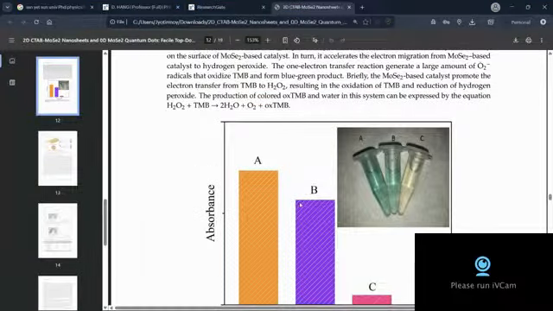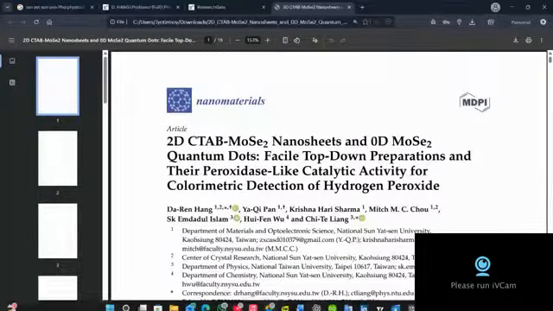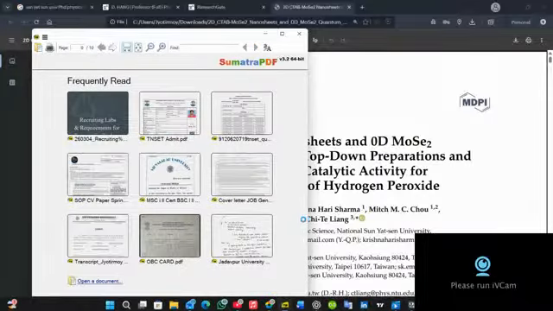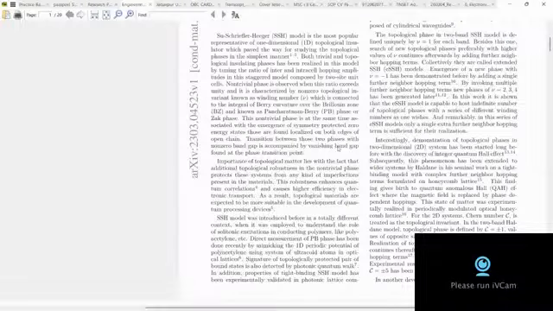Let's go back. This is the research paper that I am talking about. But this is not actually my research paper. I also have our own research paper. Let me show you my own research paper, why I think this is very analogous.